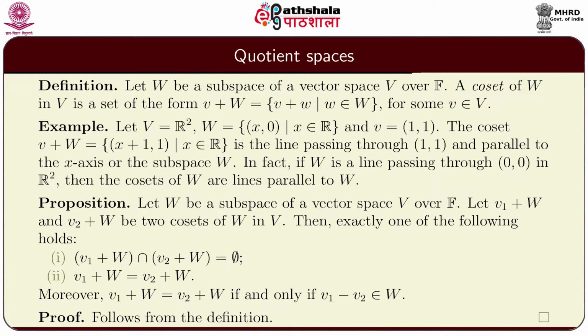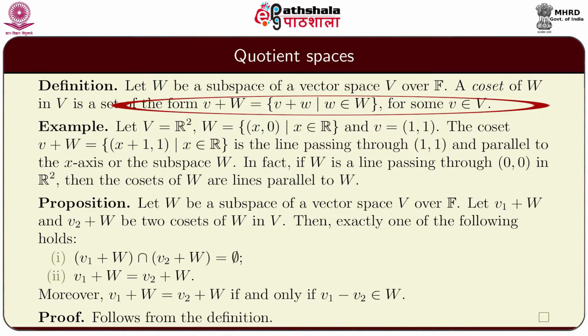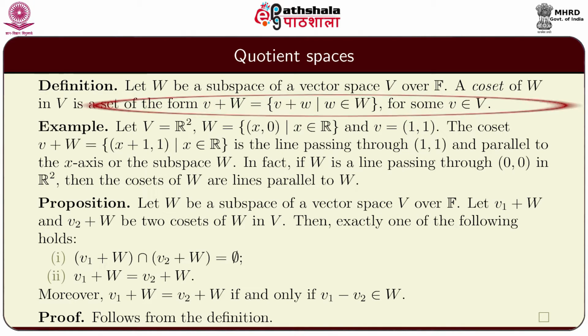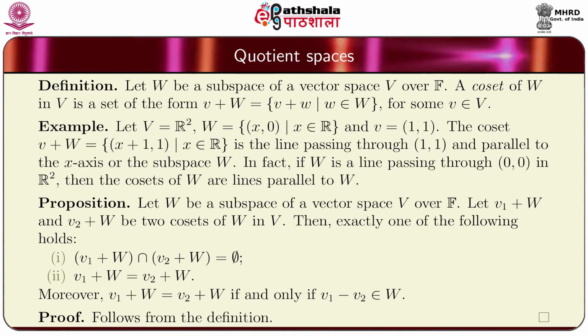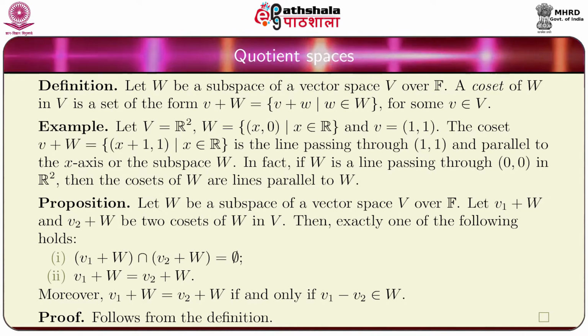Definition: let W be a subspace of a vector space V over F. A coset of W in V is a set of the form v plus W, that is the collection of all vectors of the form v plus w, where the vector w is in the subspace W, for some vector v in the vector space V.